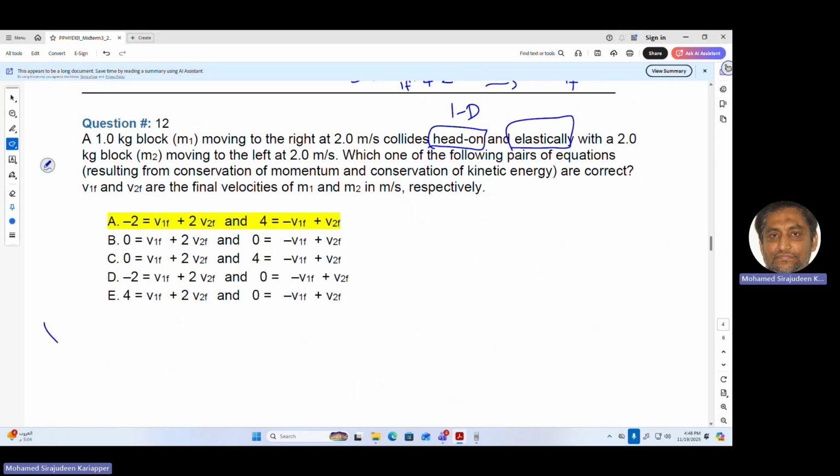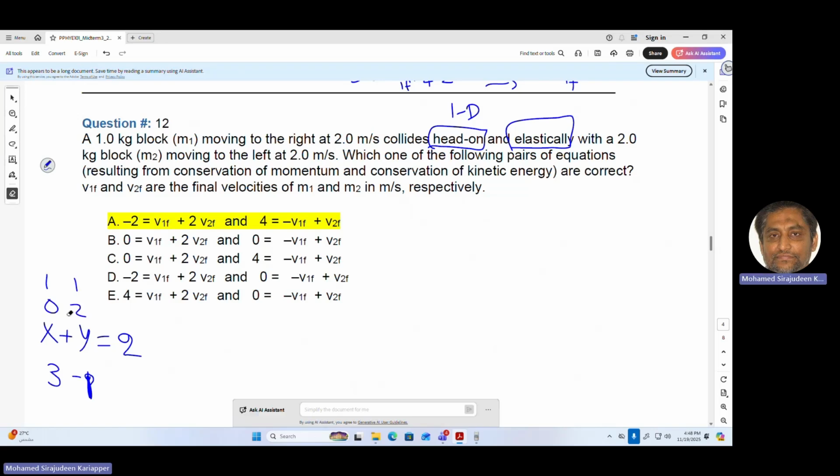Okay, let me give you an equation: x plus y equals 2. Solve for x and y. You said yes before. Now you are saying no. Right? 2 unknowns, only 1 equation. How can you solve for x and y? There are many solutions. Maybe if x is equal to 3, y will be minus 1. Or 0 and 2, or 1 and 1. So you don't have a unique solution. That is why when you have 2 unknowns, we need 2 equations.